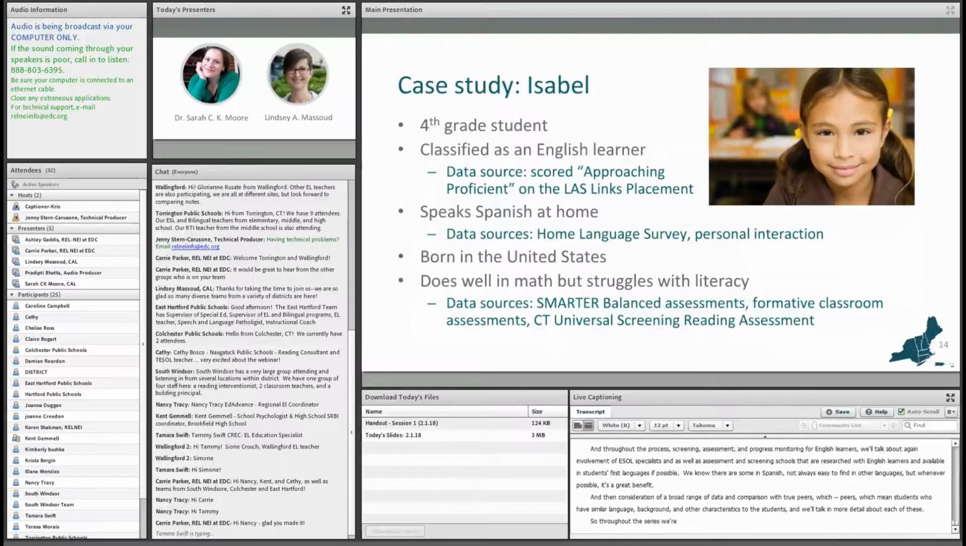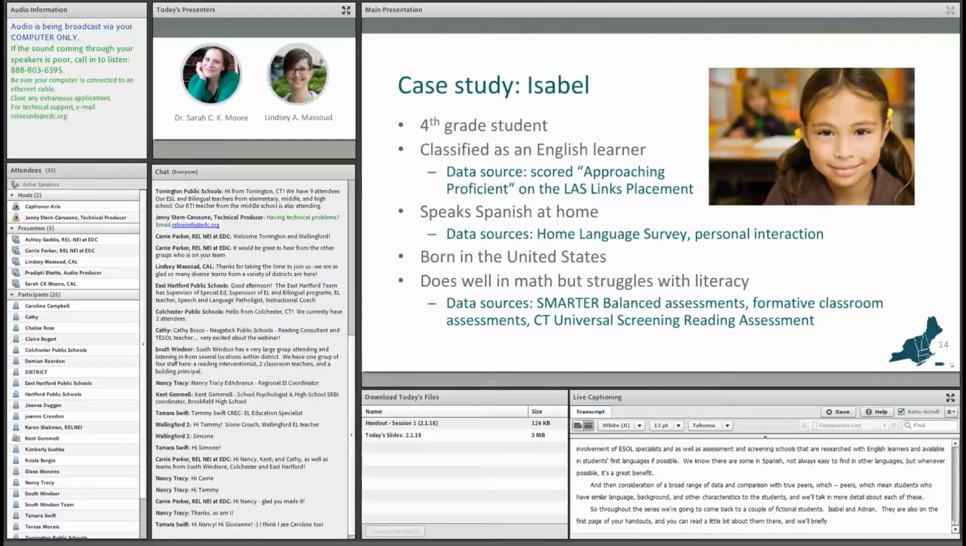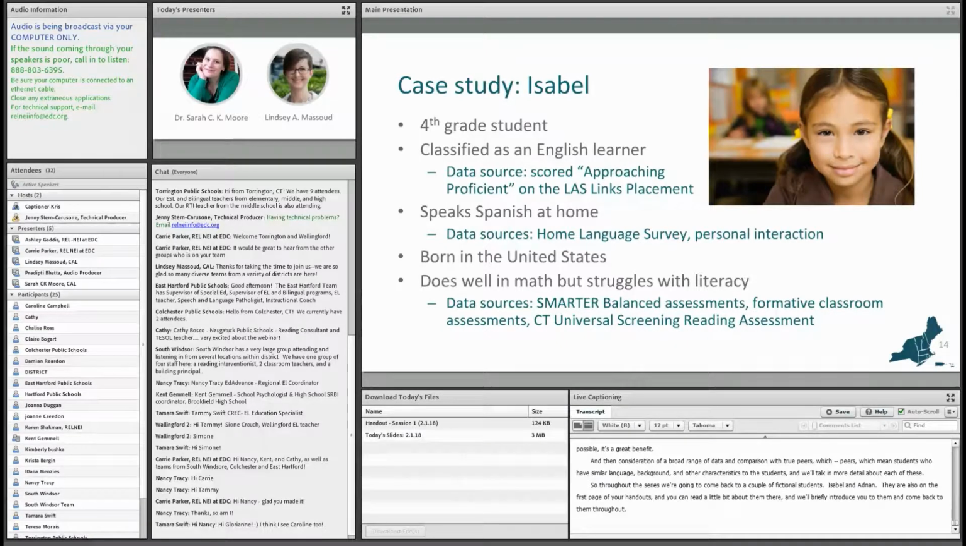So throughout the series, we're going to come back to a couple of fictional students, Isabel and Adnan. They are also on the first page of your handouts. And you can read a little bit about them there, and we'll briefly introduce you to them and then come back to them throughout. So Isabel is a 4th grade student.